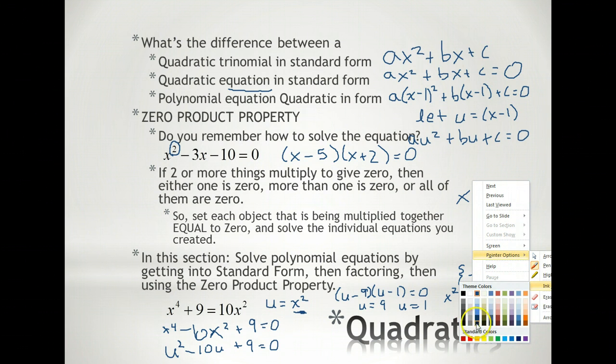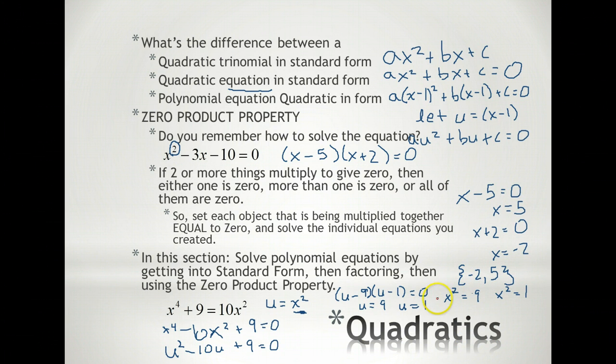Do you remember? I take the square root of both sides. So I take the square root of x squared and the square root of 9, and I take the square root of x squared and the square root of 1. And so I get x equals the square root of 9 could be positive 3 or it could be negative 3. The square root of 1 could be positive 1 or it could be negative 1. Now notice here I have 4 answers, and that makes sense because this is raised to the fourth power.